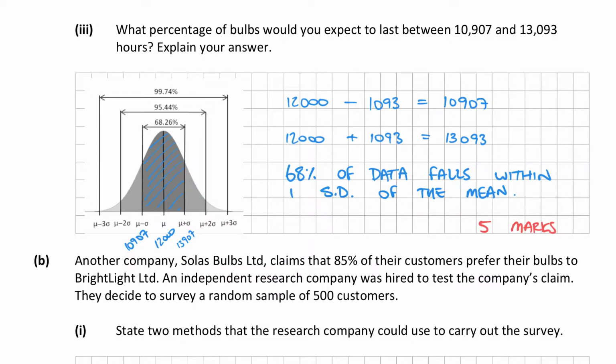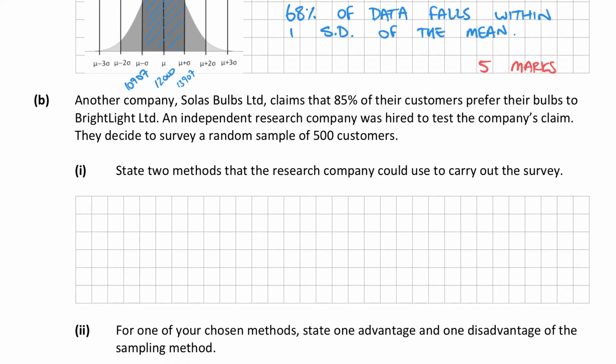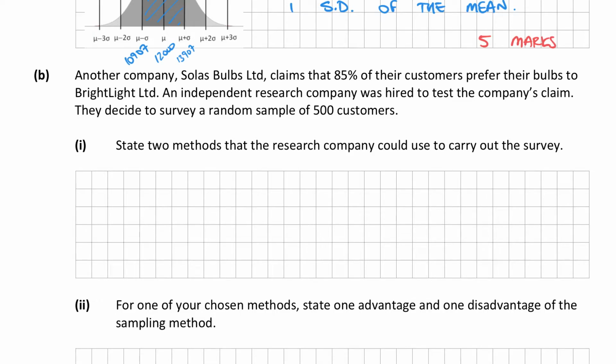Okay. The next part of this question. So another company, Solace Bulbs Limited, claim that 85% of their customers prefer their bulb to Bright Light Limited. An independent research company was hired to test the company's claim. They decided to survey a random sample of 500 customers. State 2 methods that the research company could use to carry out the survey.